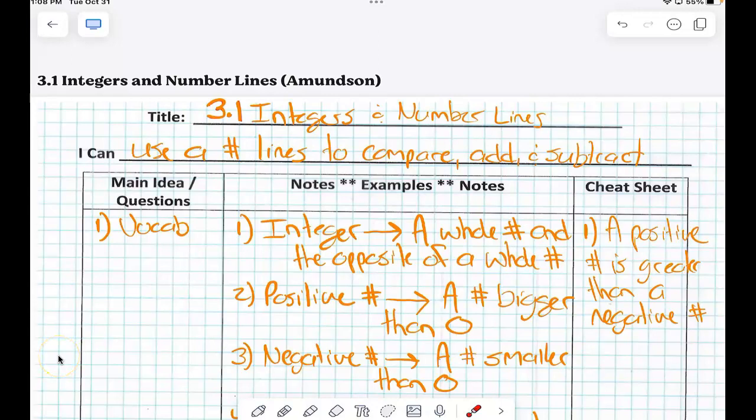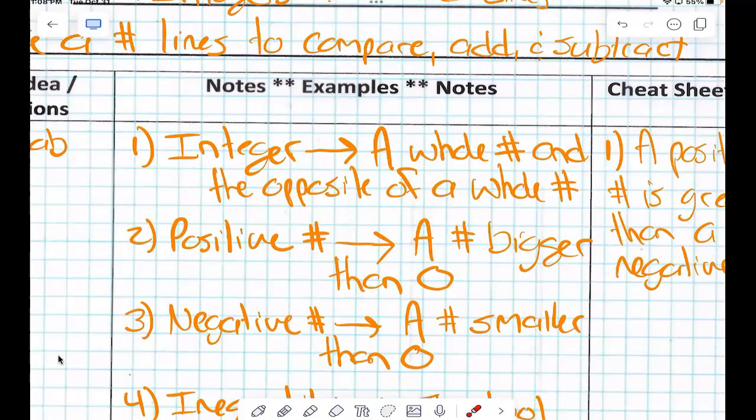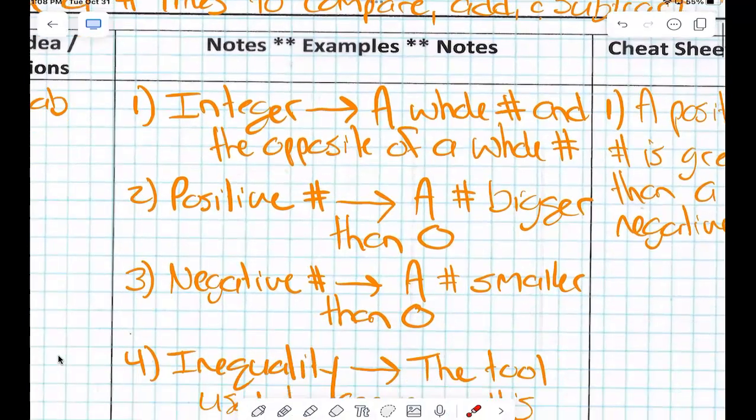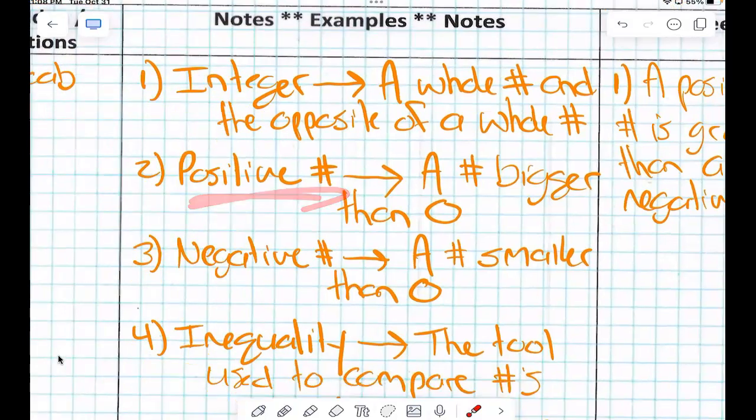Okay, good. 3.1 integers and number lines. Can you compare, add, and subtract using a number line? Yeah, you can. An integer is a whole number and its opposite. What side of the number line are positive numbers on? What side of a number line are negative numbers on?